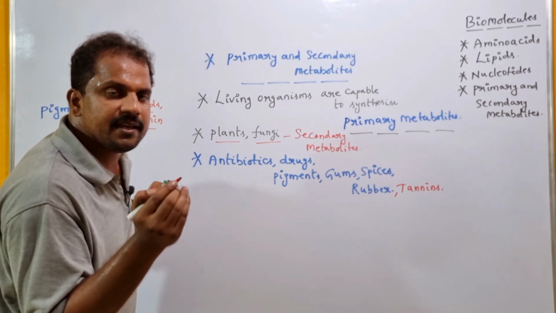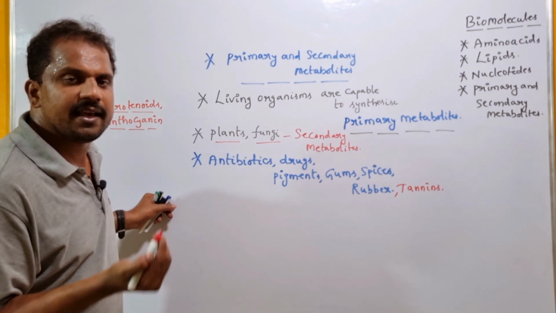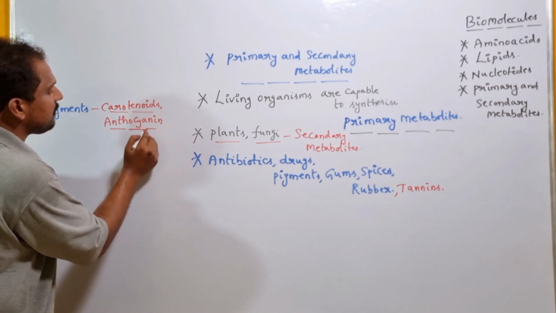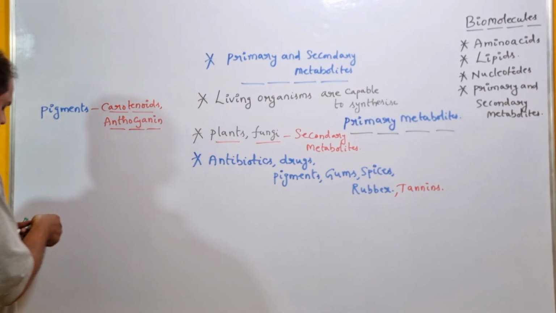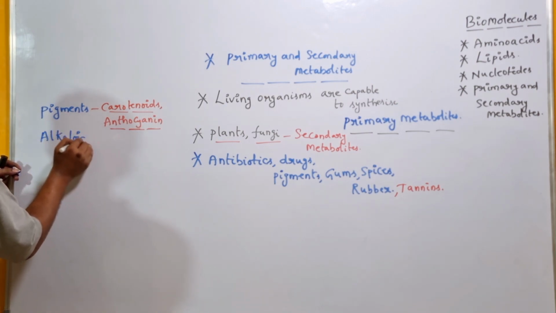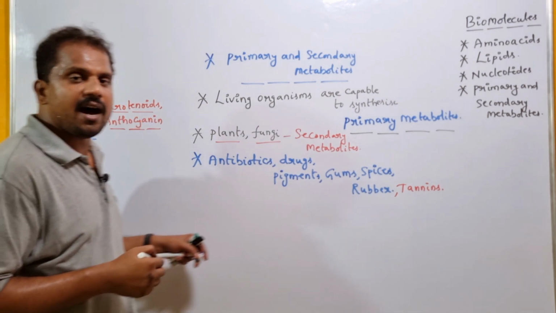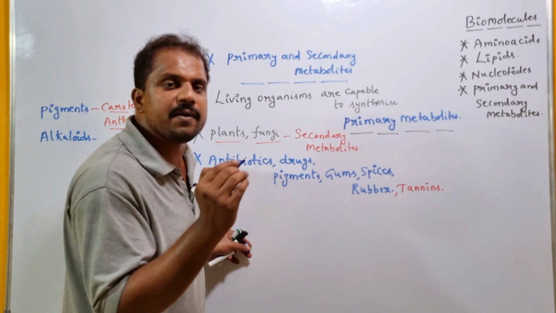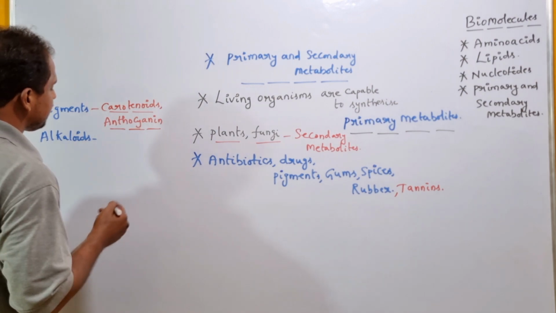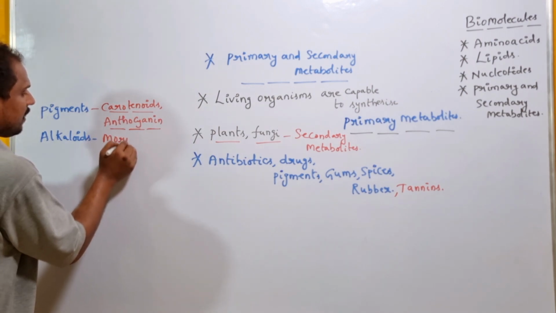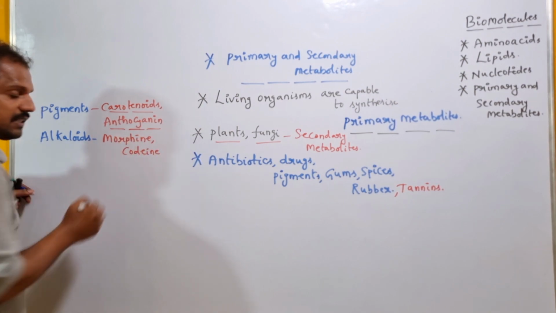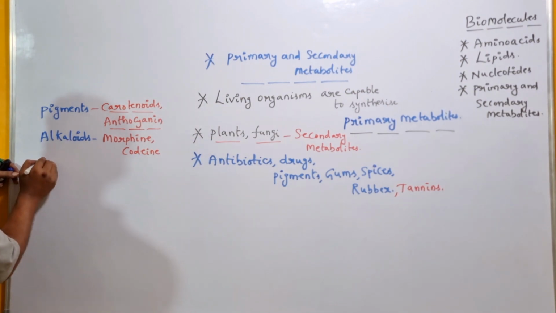Is it clear? In nature, flowers have various colors like red, blue and as well as pink. It is because of the presence of a specific pigment, which is nothing but anthocyanin. Then, if we consider alkaloids, what are alkaloids? Alkaloids are heterocyclic carbon ring compounds, and the alkaloids of commercial importance include morphine as well as codeine. Is it clear?